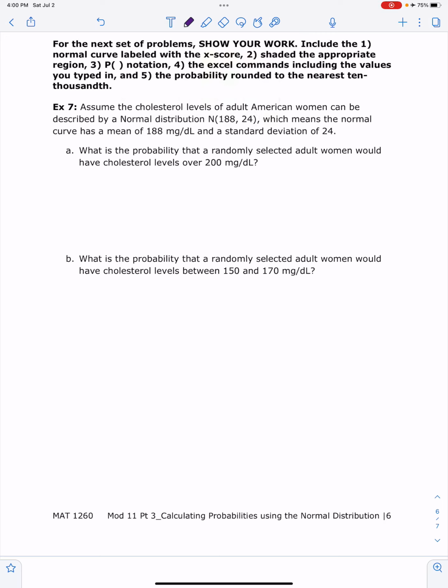Okay, this is the Model 11 Part 3 notes. This is page 6. We're going to do the same thing but look at it a little differently.